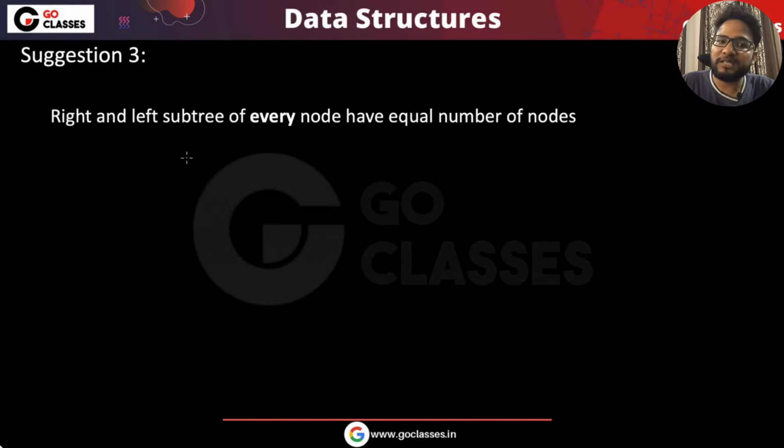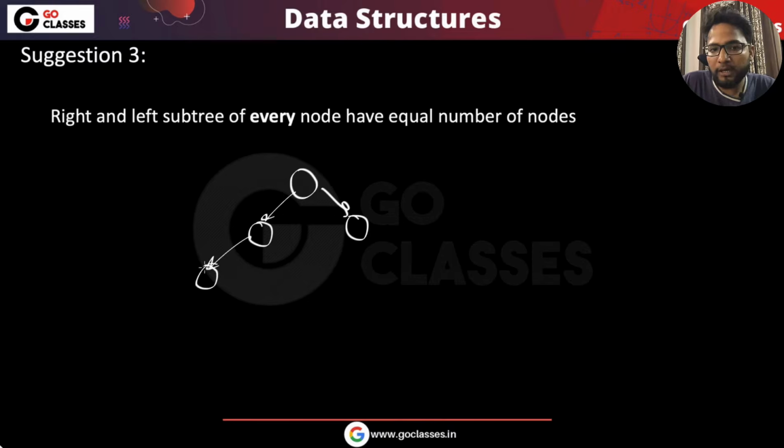Suggestion 3 is saying that the right and left subtree of every node, not just the root, should have an equal number of nodes. So whenever you add one here, you also need to add one here. But here this is just one and this is 0, so you cannot add one here because this will violate the property, right? For every node, the left subtree and right subtree should have an equal number of nodes.